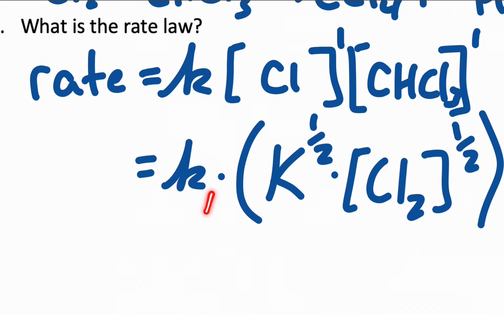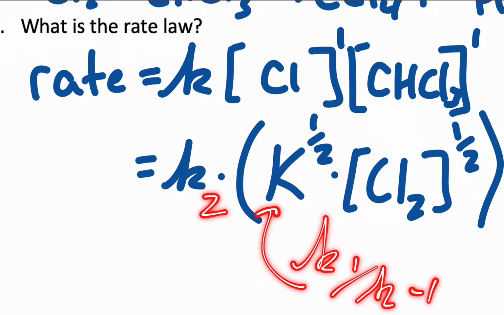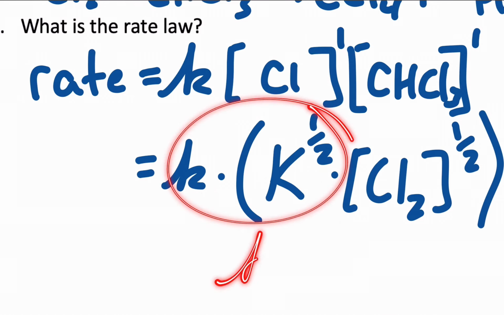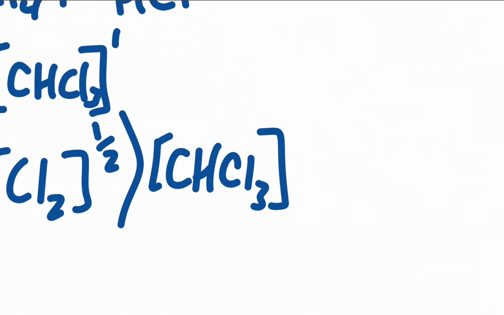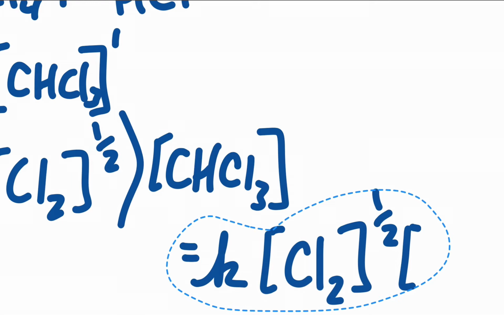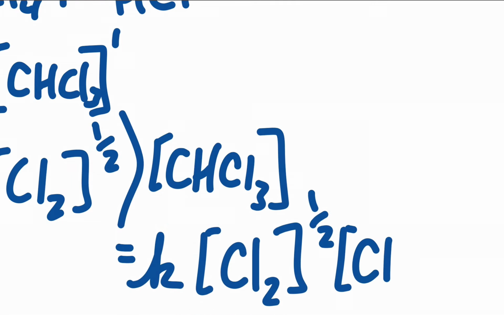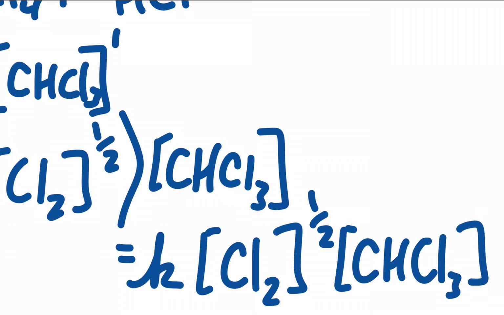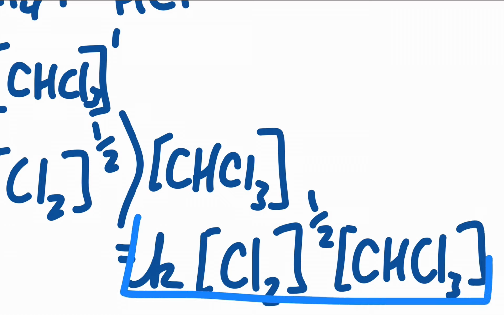This is K2, pardon me, and this is K1 over K negative 1 for forward and reverse. But I could just combine all that into some K expression. So I'm going to do that. I'm just going to rewrite this as K times the concentration of chlorine to the 1/2 times the concentration of the other reactant, CHCl3, to the 1. And that is the correct answer.